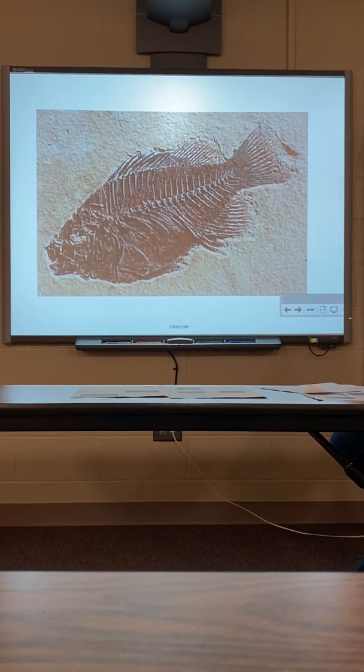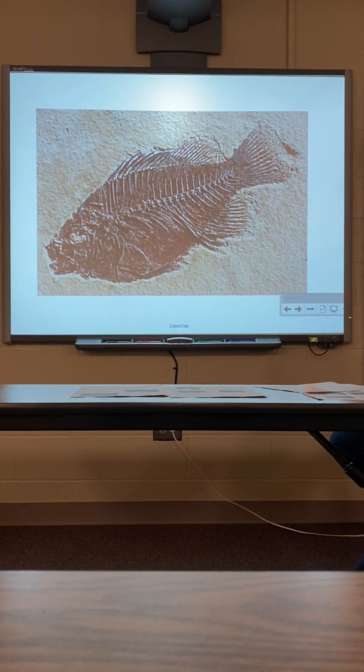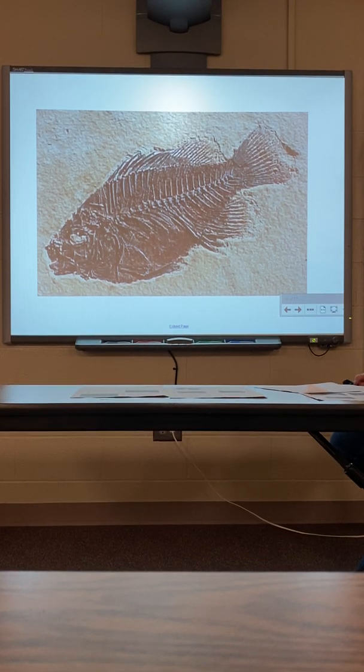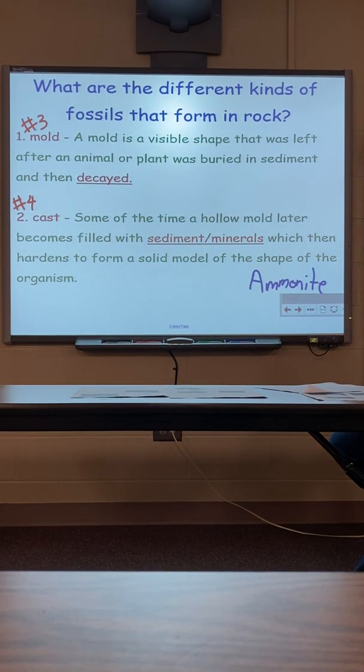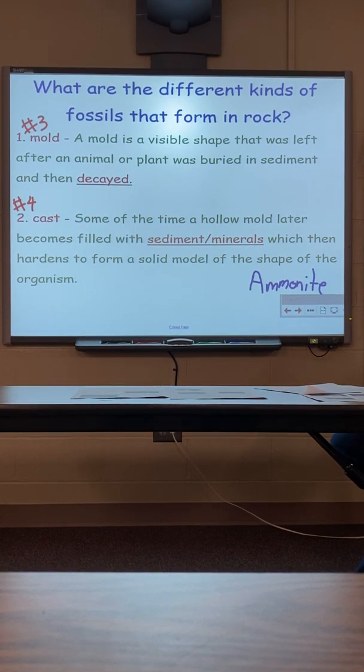Okay, here's a nice picture. You'll see something that looks real similar to this on the lab that we do. It's just an old Knightia fish fossil from the Green River Formation. So now what I want to do is have us get the definitions for the 5 different types of rock-forming fossils.